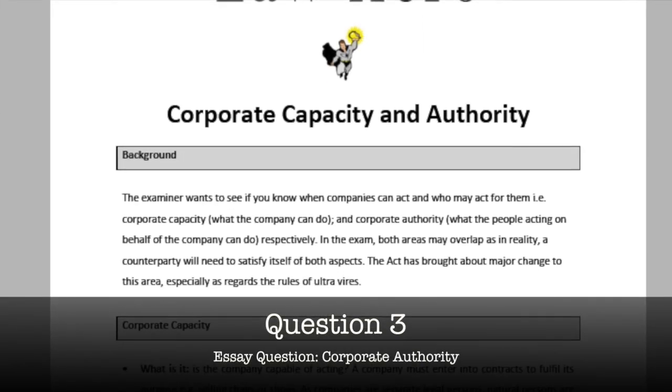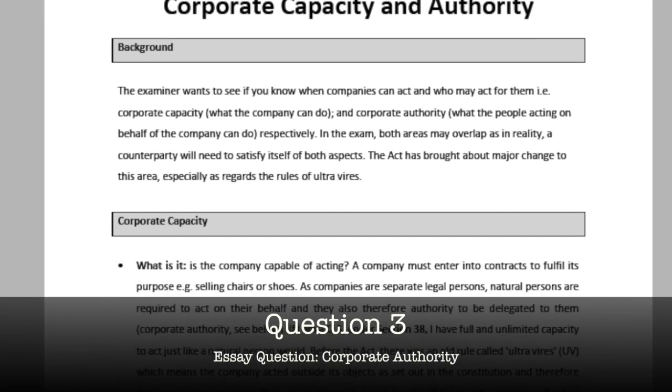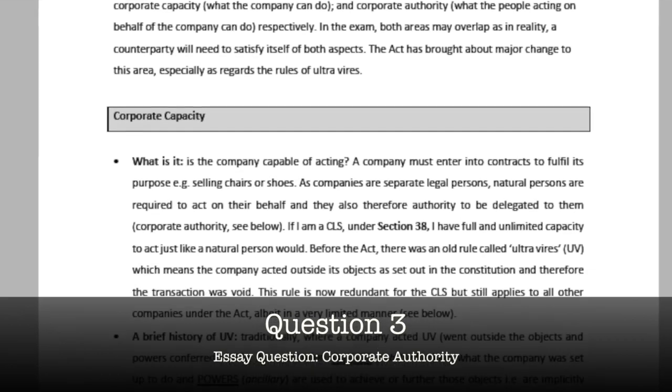The third question is an essay question on corporate authority as opposed to corporate capacity. Just remember the difference between the two: corporate capacity is what the company can do, and ultra vires and all of that, which has now been taken out by section 38, because limited companies have full and unlimited capacity like a natural person to act, subject to their constitution, and obviously not doing anything illegal.